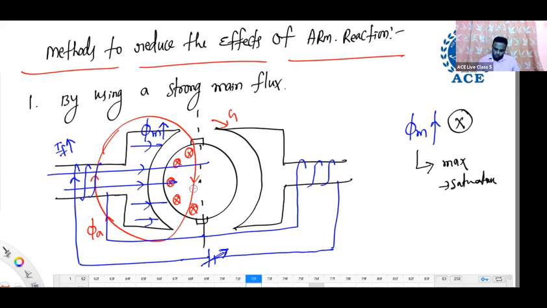Okay, good observations. I won't leave that; I will take it up. Is it clear now? By increasing the excitation of field winding, the strength of main flux increases. Hence, the effect of armature flux on main flux reduces.